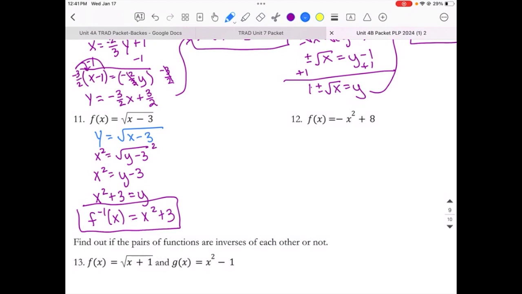Number 12, same 4 steps. Switch f of x to y. Swap your variables. And solve for y. So we're going to subtract our 8.